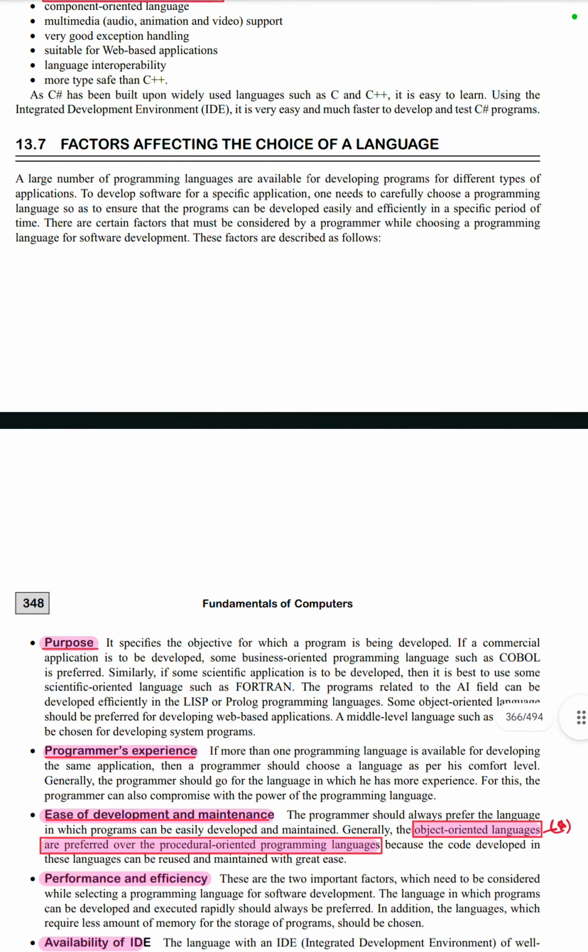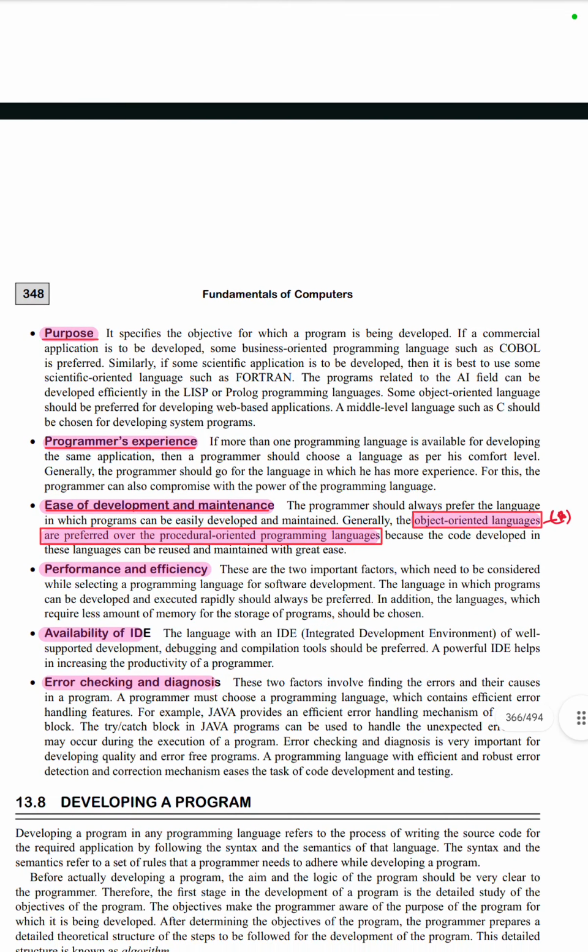Factors affecting the choice of a language: purpose, programmers' experience, ease of development and maintenance, performance and efficiency, availability of IDE, error checking and diagnosis. So purpose also becomes the reason for the choice of any language. For example, COBOL is a business oriented programming language, and Fortran is a scientific oriented language.